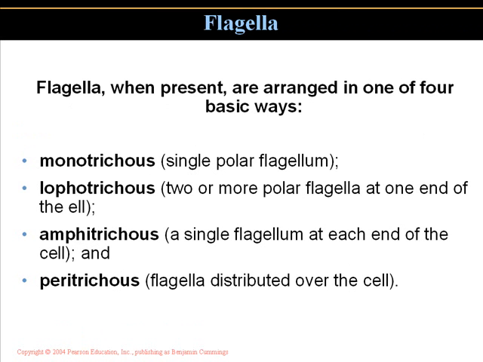Flagella, when present, are arranged in one of four basic ways: monotrichous, a single polar flagellum; lophotrichous, two or more polar flagella at one end of the cell; amphitrichous, a single flagellum at each end of the cell; and peritrichous, flagella distributed over the cell.